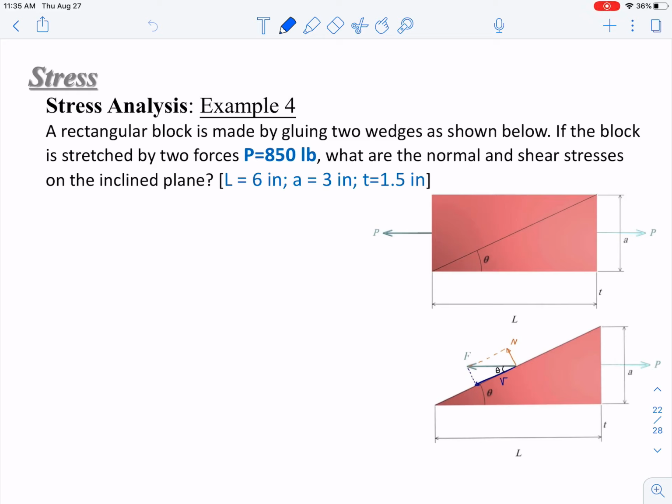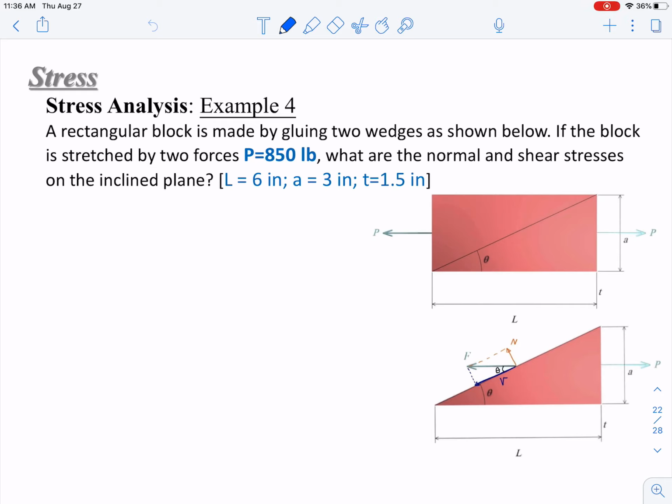So here's example 4. In this example, we have a rectangular block that's made by gluing two parts as shown below. If the block is stretched by two forces P equals 850 pounds, what are the normal and shear stresses on the inclined plane? This is actually a very practical problem. It's very practical in designing electronics, since normally you need to use glue to bond different parts together for packaging purposes.